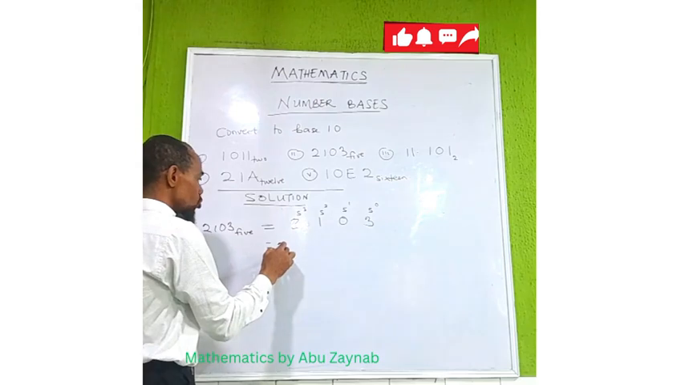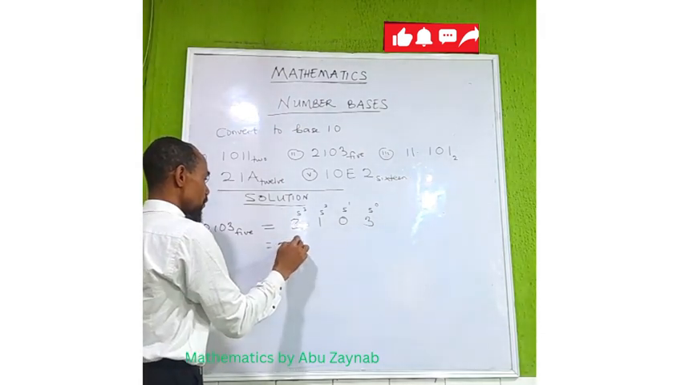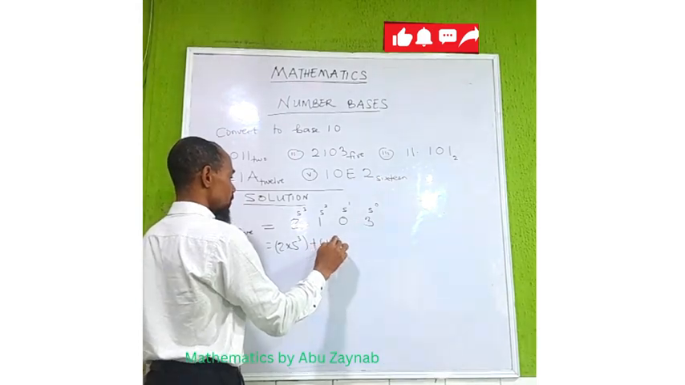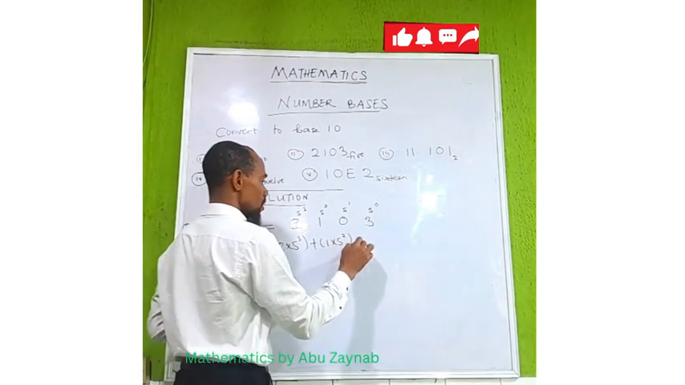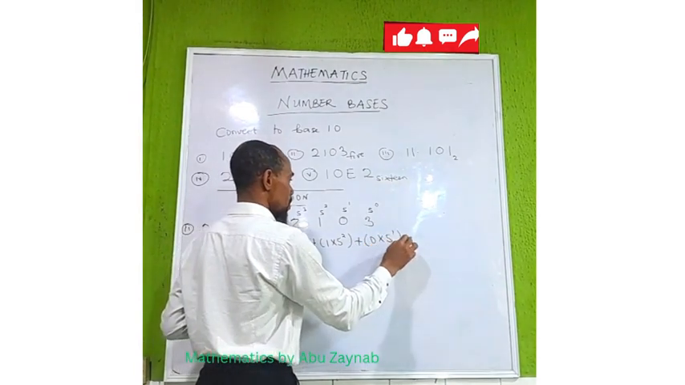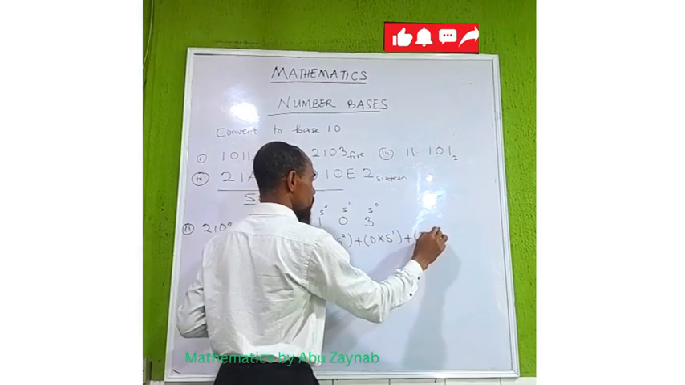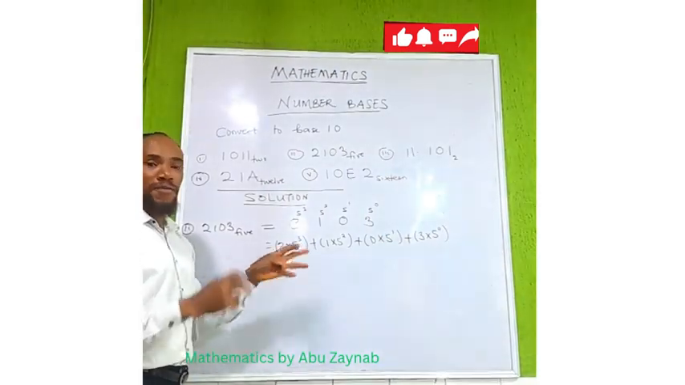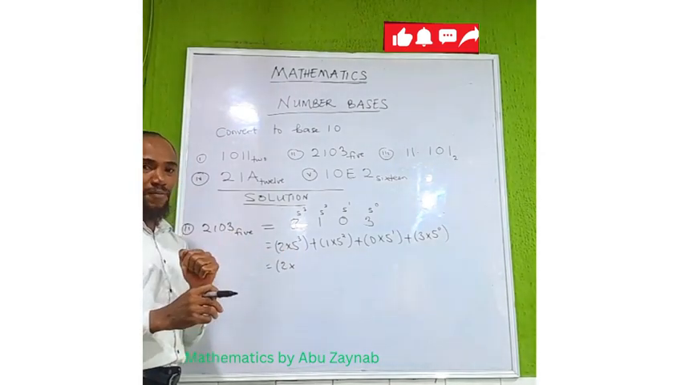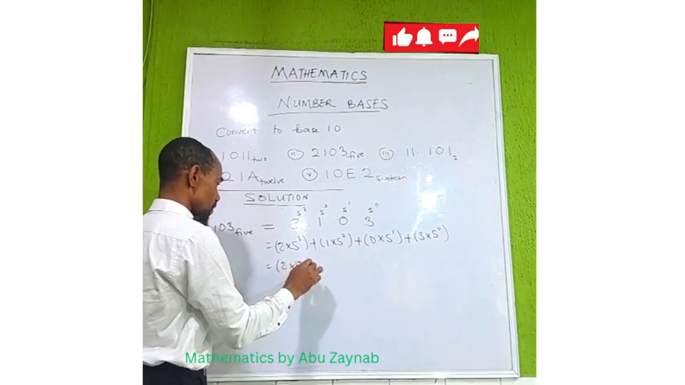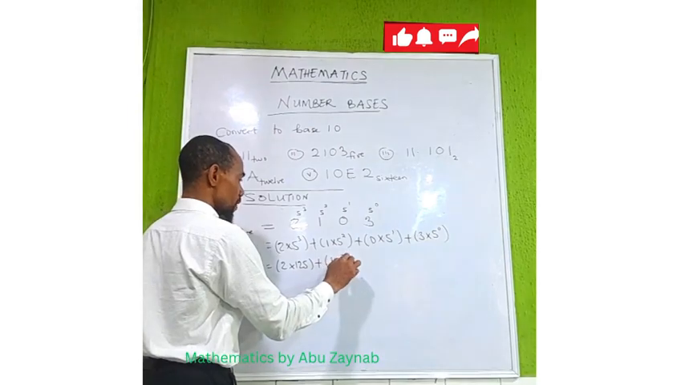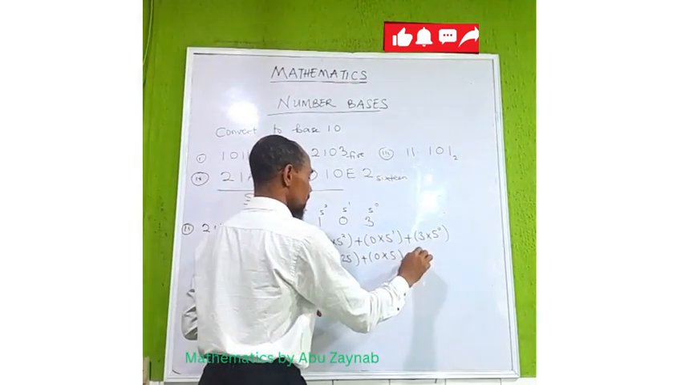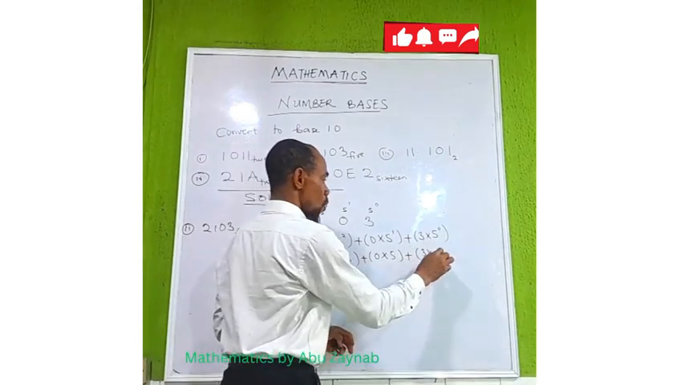So here I have 2 times 5 to the power of 3 in parentheses, plus 1 times 5 to the power of 2, also in parentheses, plus 0 times 5 to the power of 1, plus then 3 times 5 to the power of 0. So at this stage, we multiply. 5 to the power of 3 means 5 times 5 times 5, which is 125. Then 5 to the power of 2 is 25. That's 5 times 5. Then 5 to the power of 1 is 5. And like I said earlier, 5 to the power of 0 is 1.